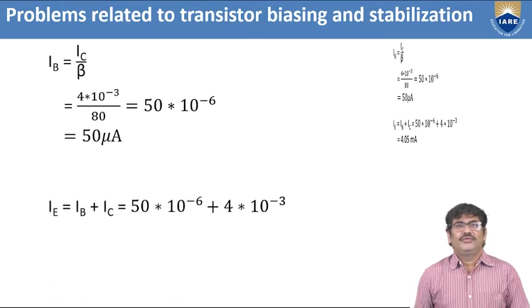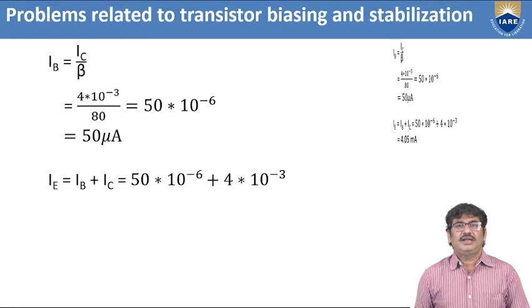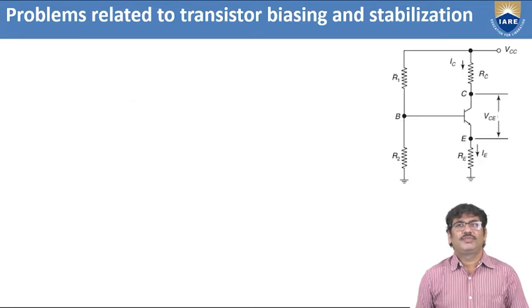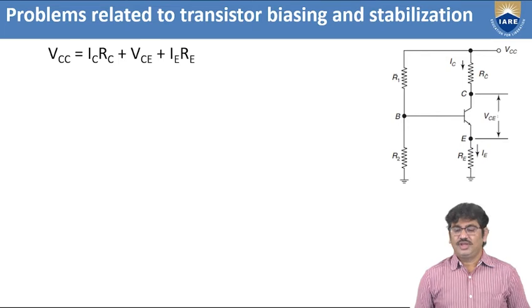Then we can take the emitter current is the sum of base current and collector current, that is IE is equivalent to IB plus IC. IB is 50 microamperes plus IC is 4 milliamperes. Upon that, the IE we will get as 4.05 milliamperes. So for the circuit, first we will write the KVL expression for the output circuit.